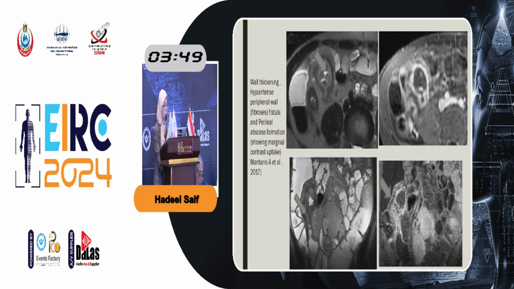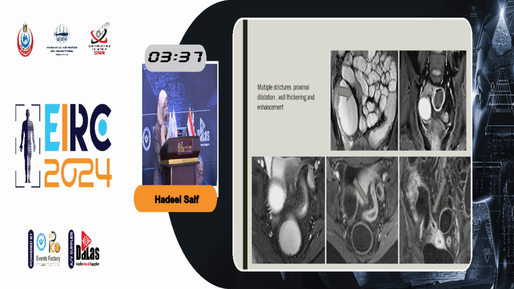Here is the bowel wall thickening with fistulous formation and concentric contrast uptake, on the fat suppression images, with formation of a pericecal abscess. Multiple strictures delineated by the MR enterography, and the contrast uptake, as we said before, is an indication that it's not yet an irreversible stricture.